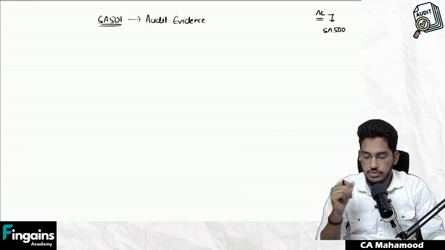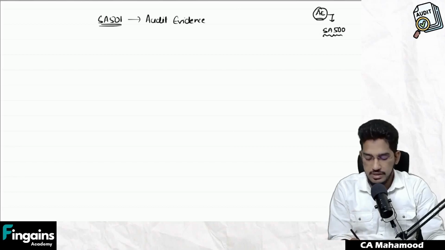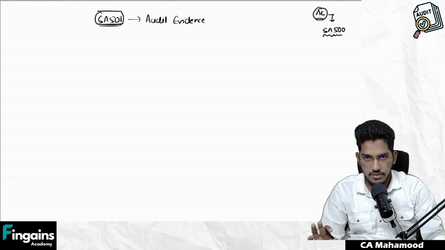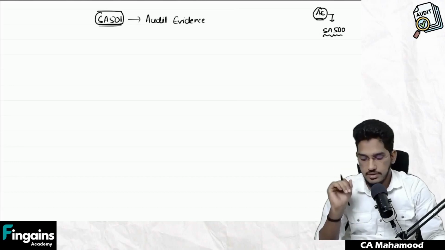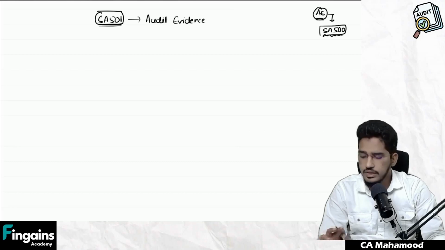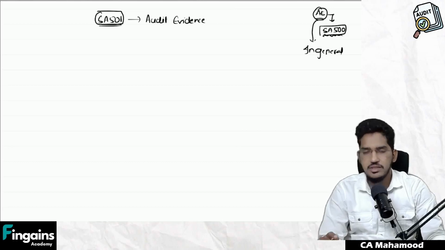Now a question will come to you: sir, when we already have a dedicated standard SA 500 talking about audit evidence, what is the purpose of SA 501? You are saying once again SA 501 is also talking about audit evidence. But in the earlier sessions, you told us SA 500 is going to talk about audit evidence. What is the difference between the two? The difference is that SA 500 talks about audit evidence in general.